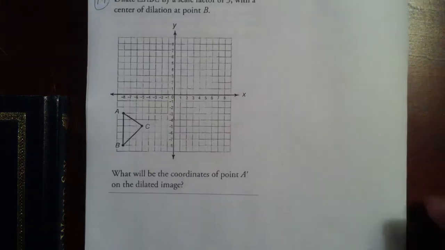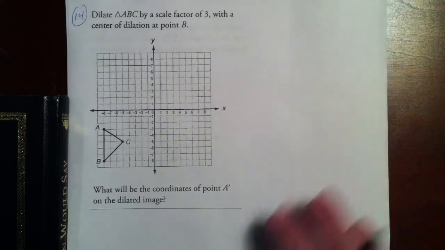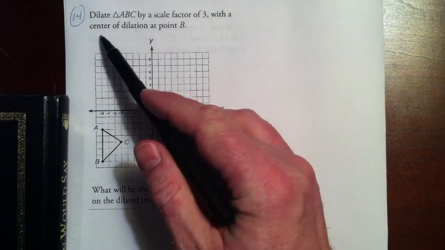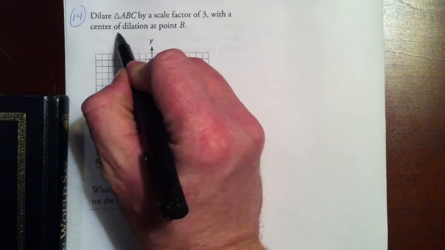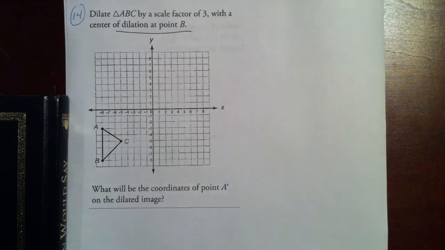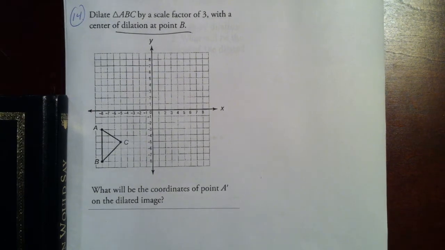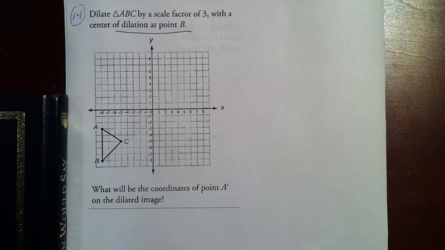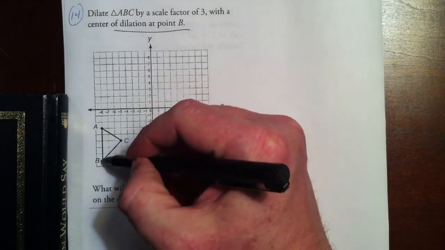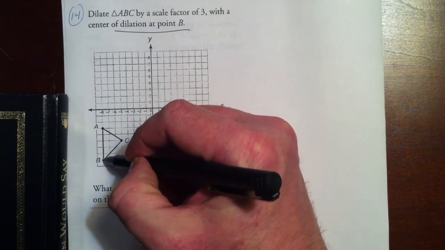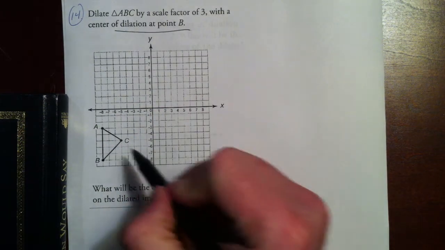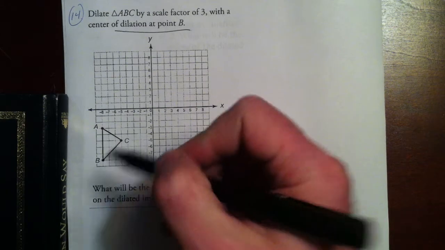Now, this is a tricky one. Dilate triangle ABC by a scale factor of 3, so we're going to be multiplying by 3, with the center of the dilation at point B. Now, this is not the center of the dilation being the origin. That is different. This is with it being at B. So B is going to stay exactly where it is because that is the dilation point.